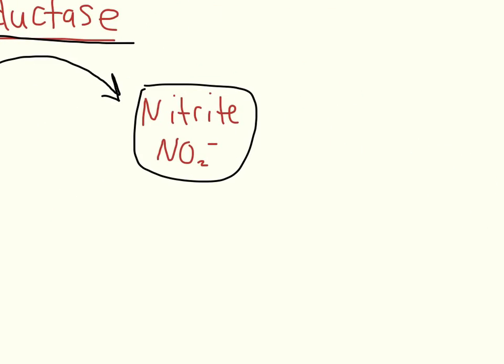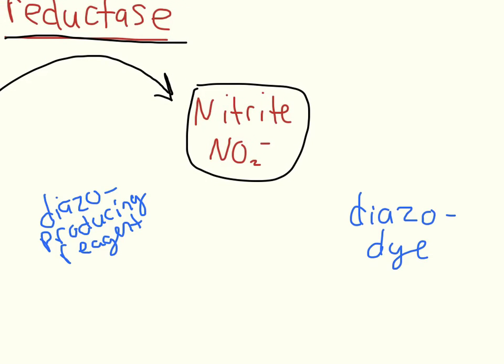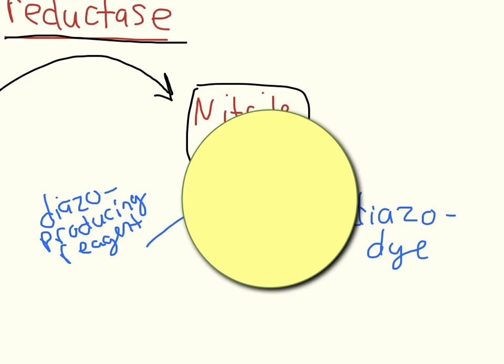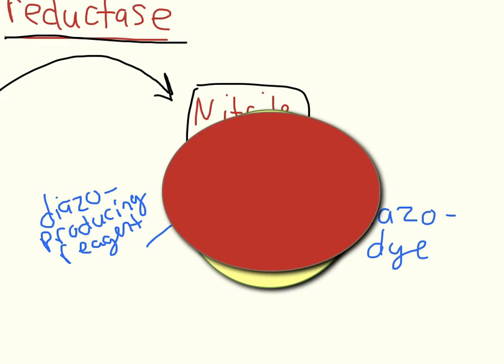How are we going to know if the nitrite is present? Similar to the leukocyte esterase test, we're going to have a diazo-producing reagent. In the presence of nitrite, it's going to be reduced to a diazo dye. Bam! Color change. It's usually a red dye.